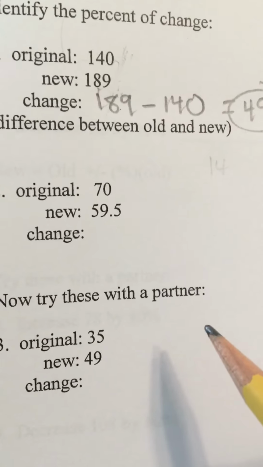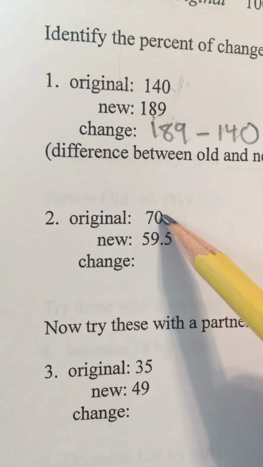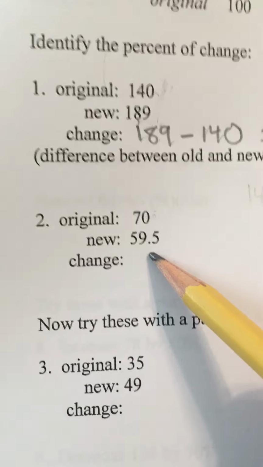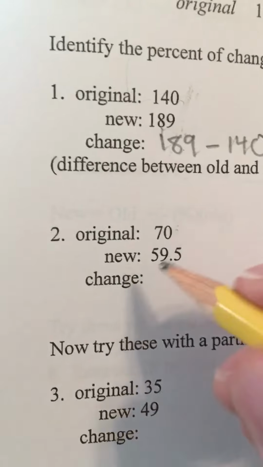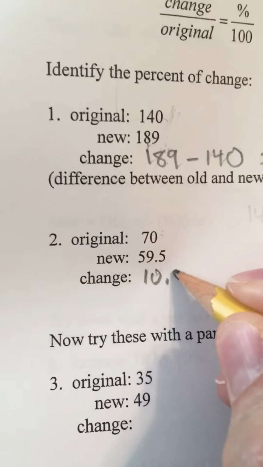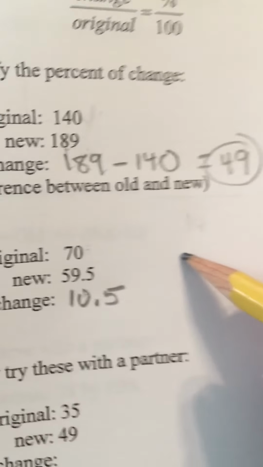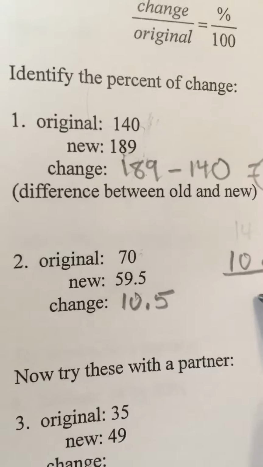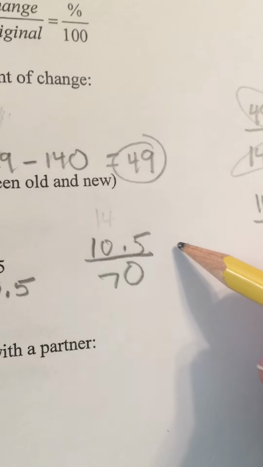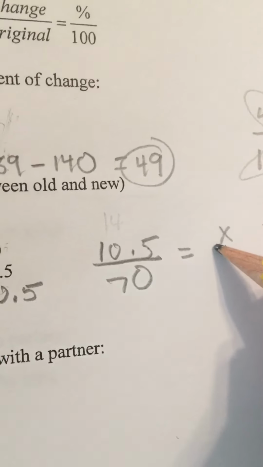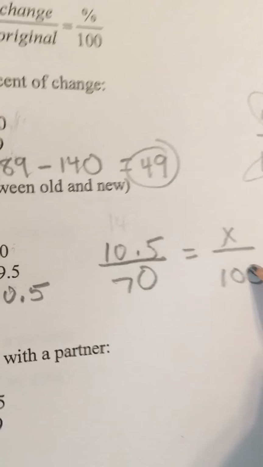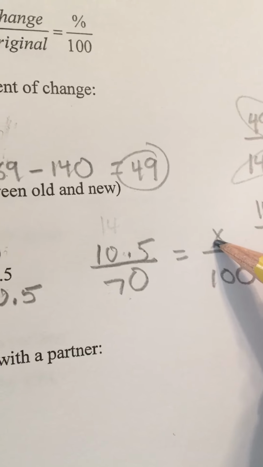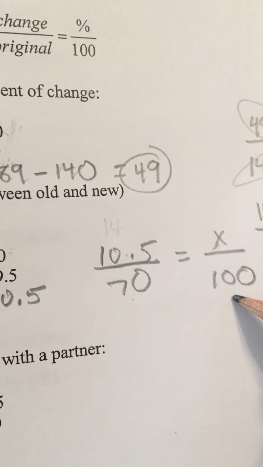So let's try number 2. We're going to do the difference between 70 and 59.5. I'm going to take 70 and subtract 59.5, and I get 10.5. So my change is 10.5. I put my change over my original, and I set up a proportion that's equal to x over 100. So part is the change, the original is the whole. X is percent change, 100 is the whole.